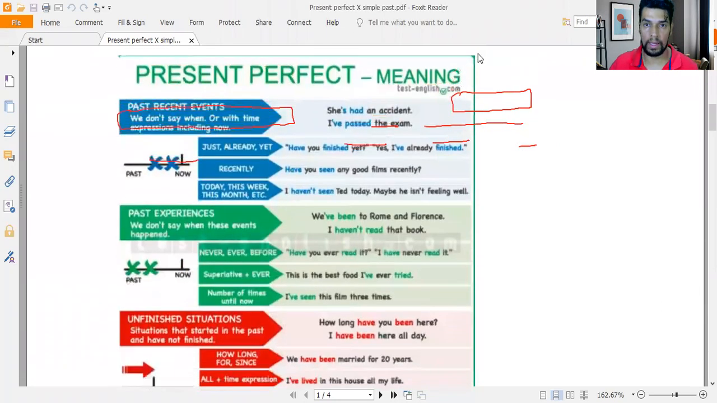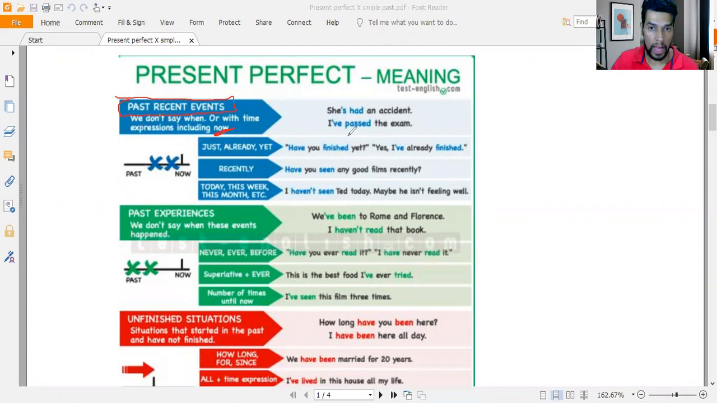So let's take a look at this. Past recent events. We don't say when. Remember, we don't say when. Unfinished time, remember? Or with time expressions, including now. So she's had an accident. When? No, I didn't say when. So unfinished time. I've passed the exam. When? No, I can't tell when. If I tell you when, I have to use the simple past.